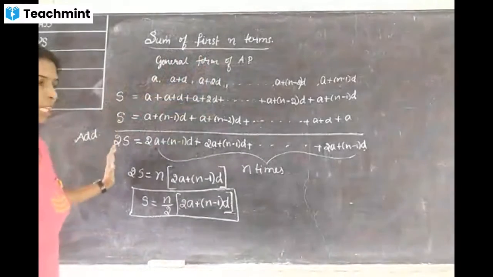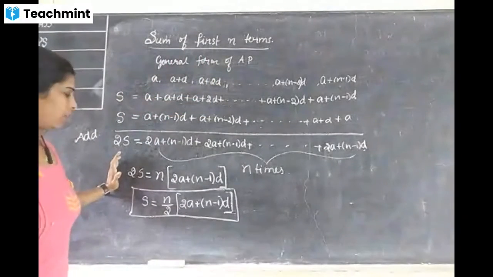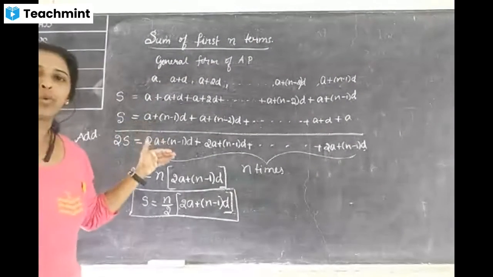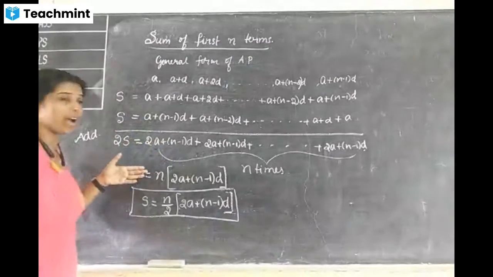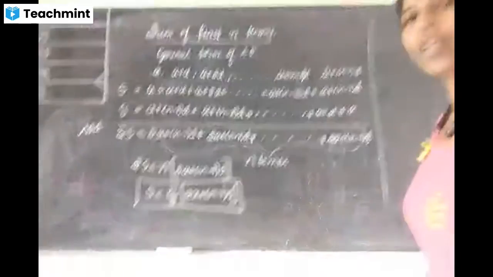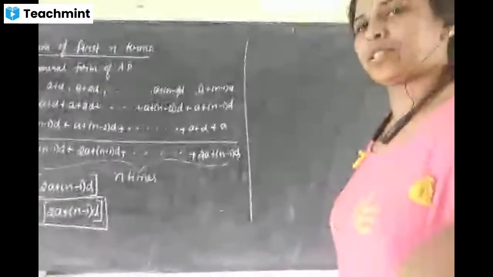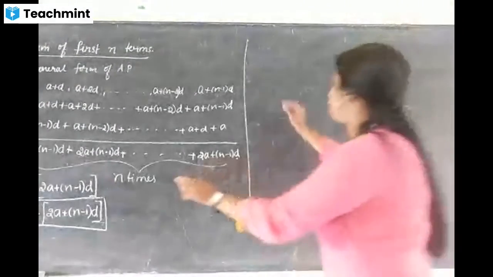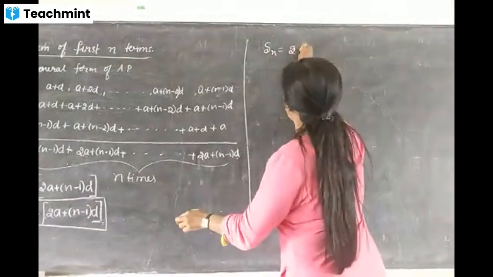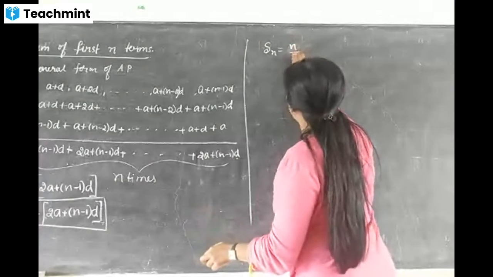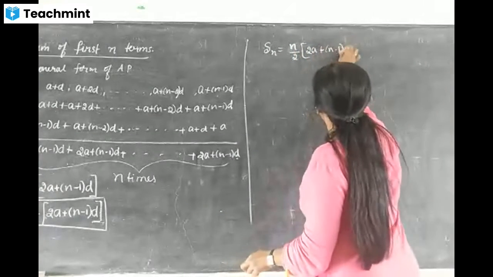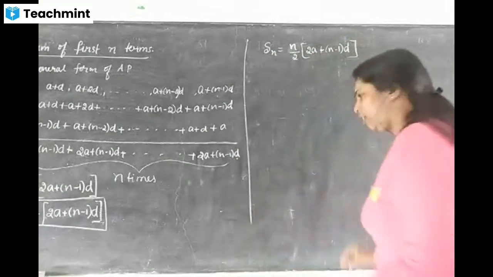The derivation is not difficult, but it has not been asked in the last 3-4 years. This year also they may not ask. Don't worry, but you must know everything. Only the formula is important. So the sum of first n terms Sn is equal to n by 2 into 2a plus n minus 1 into d.